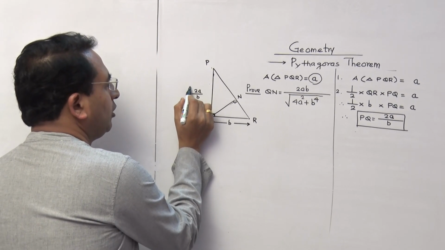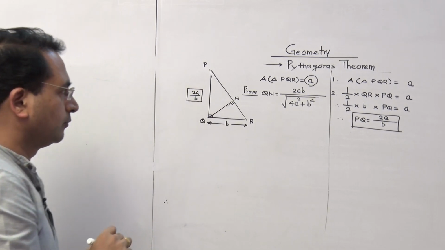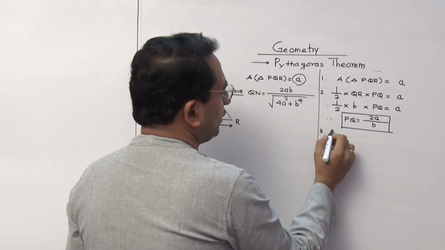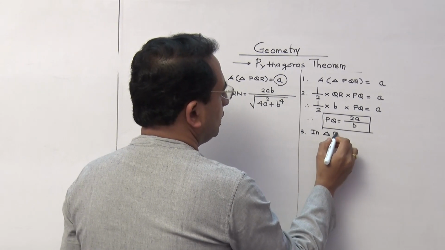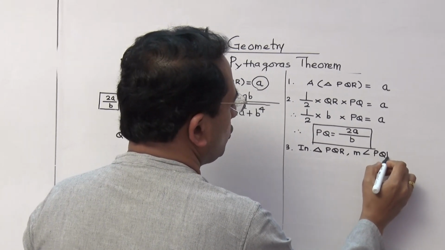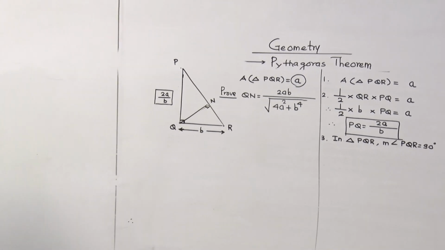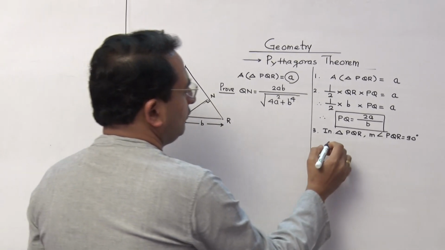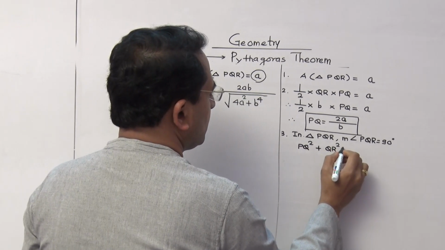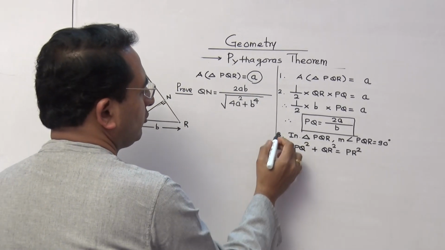I will keep it in a box because this is what we have calculated, and then you write it in the diagram. Now let us go for the hypotenuse. Now you know that in triangle PQR, angle PQR is going to be 90 degrees. Angle PQR is 90 degrees. So what can you write here? We can write PQ square plus QR square is equal to PR square, that is by Pythagoras theorem.